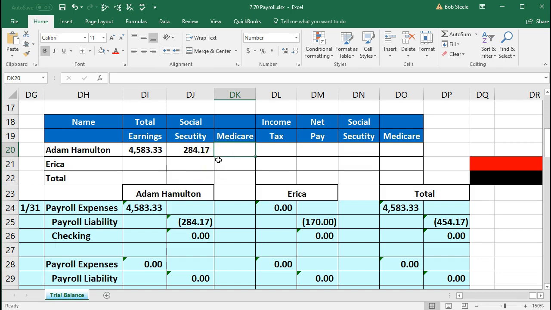And then the Medicare is going to be a flat rate as well. Typically, generally, that's a general rule. I'm not going over all the rules for Social Security and Medicare, but that's going to be the general rule. I think it's like 1.45%. So we would take the total earnings times 1.45%, sorry, 0.0145 for 1.45%, like that. And that will give us our Medicare of $66.46.